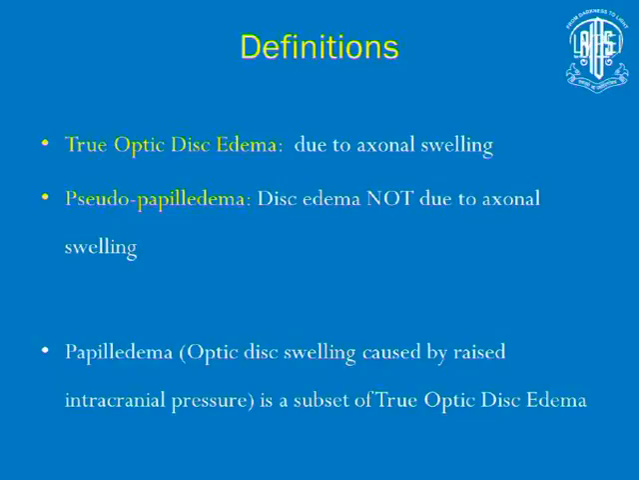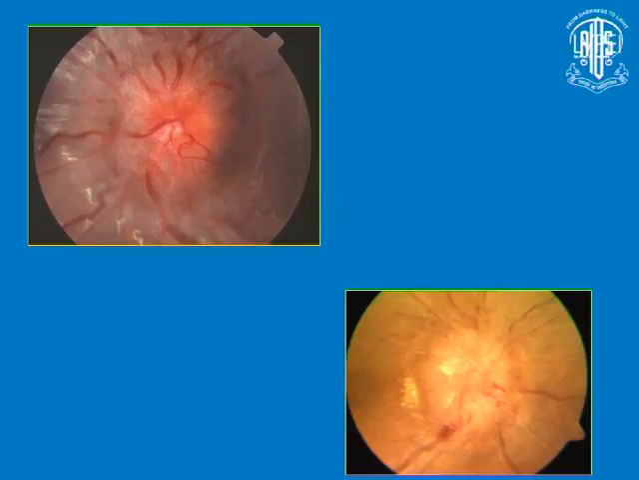And if the rise in the disc or swelling in the disc is not because of axonal swelling, then it is a pseudo disc edema. So we need to differentiate between whether there is axonal swelling or no axonal swelling when we have to decide the disc edema is true or pseudo. So if I show you these two photographs, it is very easy to say that the discs are hugely elevated, and you may intuitively say that these are true disc edemas.